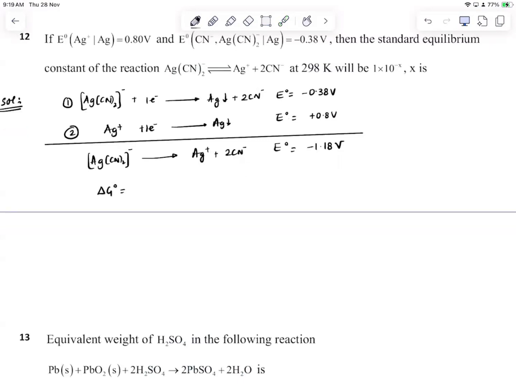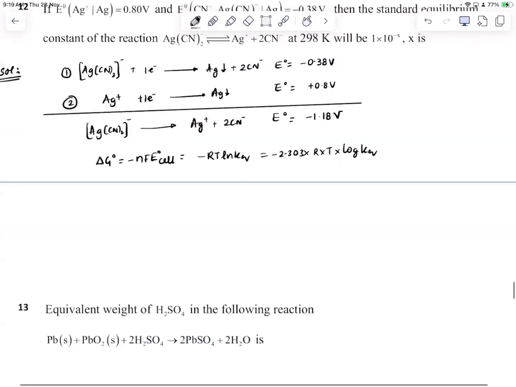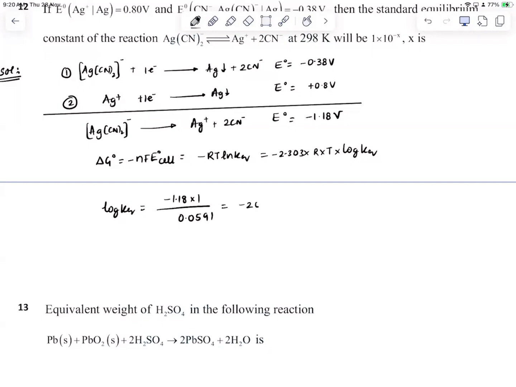The delta G naught value is minus nF E naught cell, and that is given as minus RT ln K equilibrium. So from here, this will be equal to minus 2.303 RT into log of K equilibrium. So from there, I can find log of K equilibrium is equal to nF E naught cell by RT. E naught cell value we found as 1.18, and n value is 1, divided by 0.0591. That is coming out to be approximately 0.06118. So yeah, around minus 20. So K equilibrium is equal to 1 into 10 raised to the power of minus 20. Okay. So x value is 20. Correct.